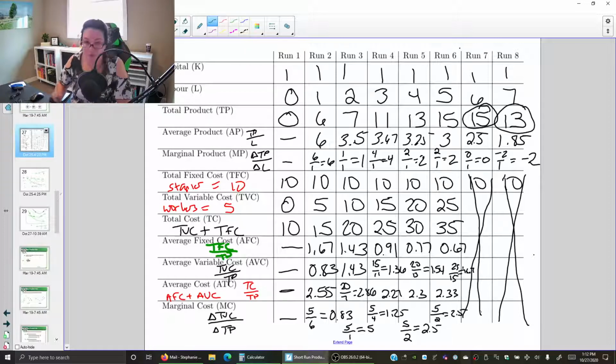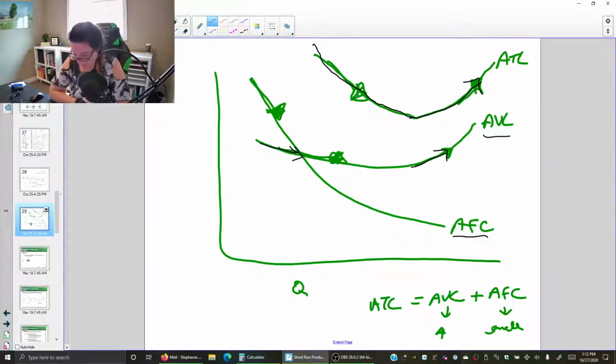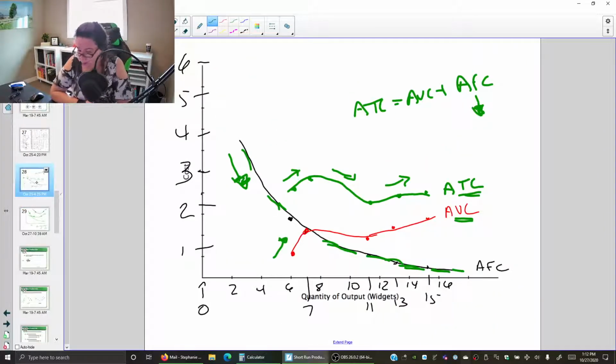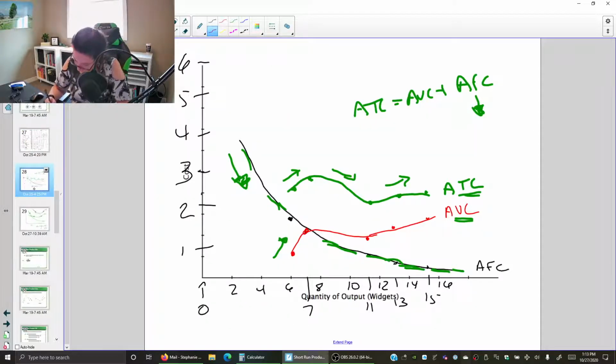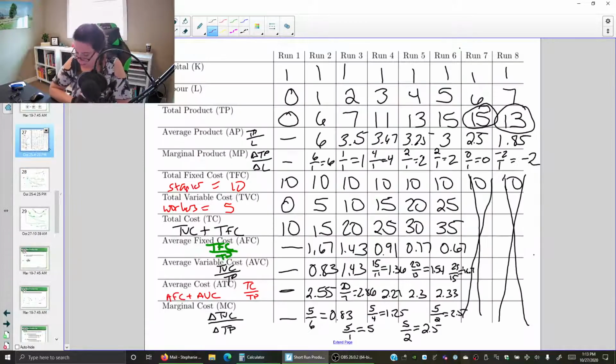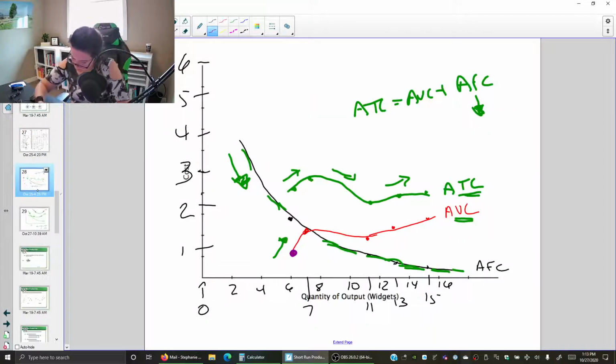So we're at 2.5. So let's look at our marginal cost numbers that we've just calculated, and let's put that on our graph. All right, so on the graph where we graphed our average total cost and average variable cost and average fixed cost, we're going to add our marginal cost. All right, so when we produced 6 units, our marginal cost was 0.83. That's right here. Okay, and then when we produced 7 units, it was 5.